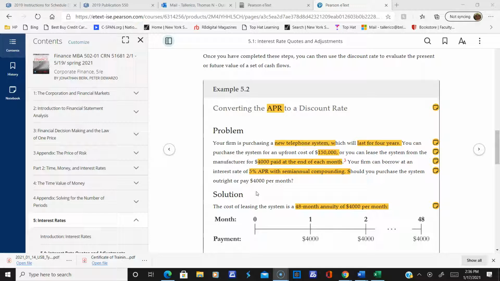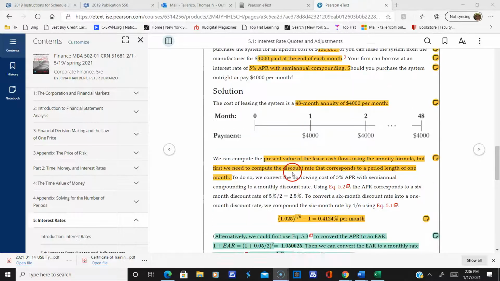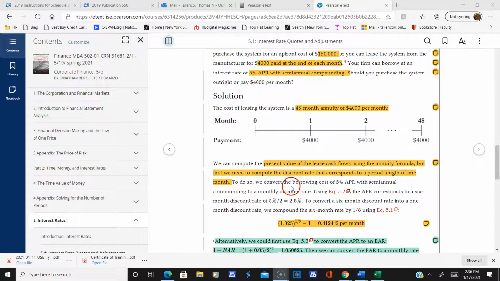This video is concerning, in Chapter 5 on interest rates, example 5.2, and I want to add a little more stuff to it because it could be confusing. They're going to convert the annual percentage rate here to a discount rate. They're comparing whether to buy a phone system outright for 150,000 or to pay monthly payments of 4,000 a month. The calculation gets a little strange, but I'm going to use Excel to show you how you can get these answers also, all right?